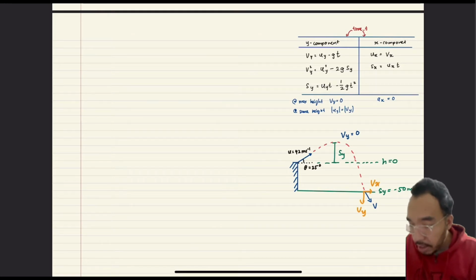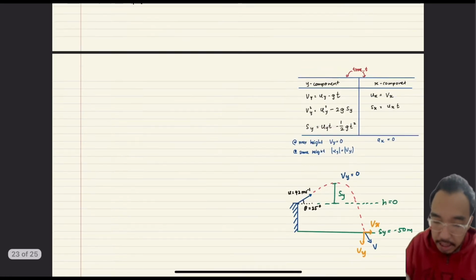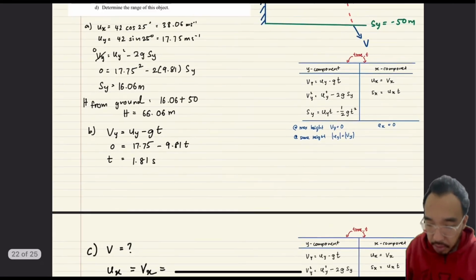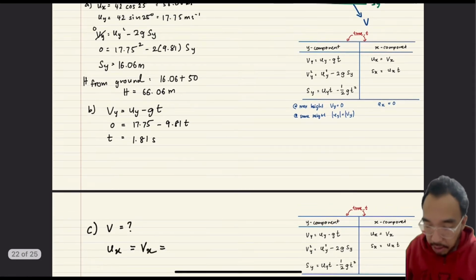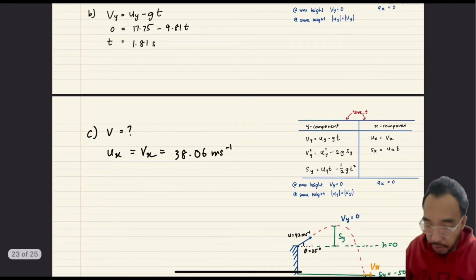Okay, so your Ux is equal to Vx. So that one you already know. This is question C. So you can find your Vx straight away because Ux is equal to Vx, which is equal to 38.06. Okay, now you need to find your Vy.